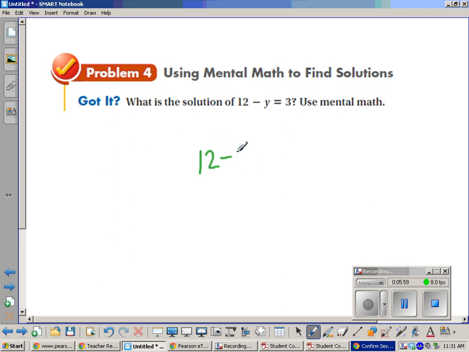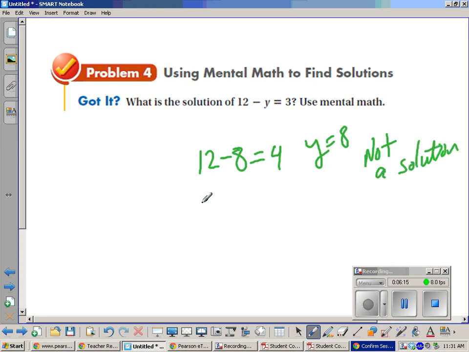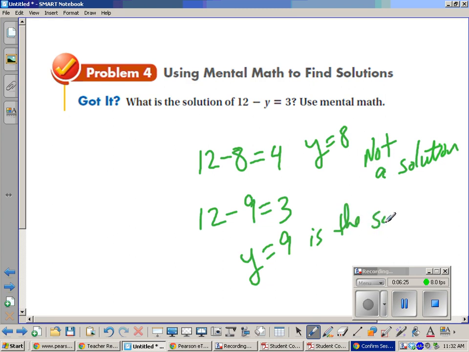So we could try 12 minus 8, and with 12 minus 8, you would get 4. Well, that's not what we wanted, so 8 is not a solution. Y equals 8 is not a solution. So now we just try the next number. We're close, we're off by 4, so 12 minus 9 is 3. So y equals 9 is the solution. And that was just by trial and error.